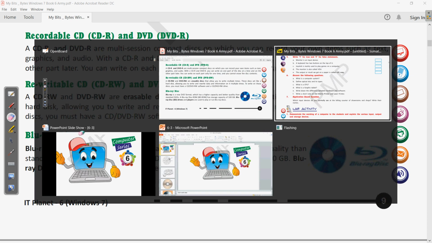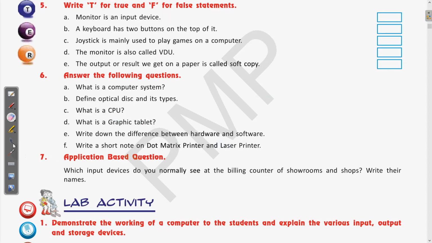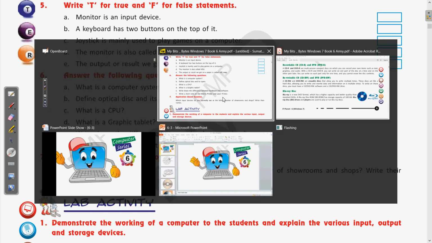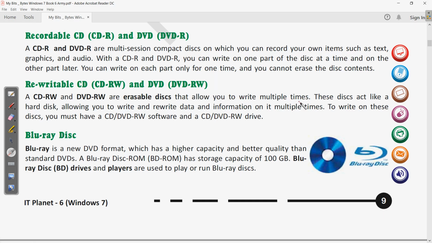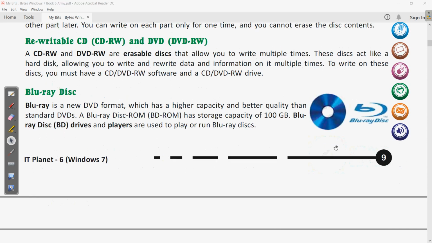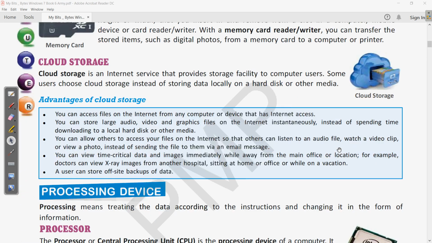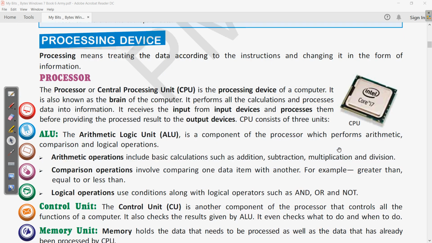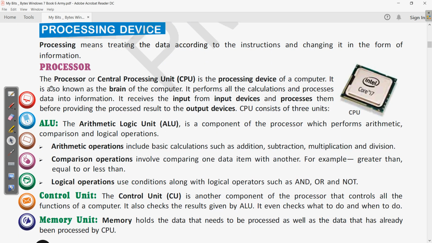Let us see the next question. The next question is, what is CPU? So let us see what is CPU. CPU is on page number 10, just below this page. Let us find out what is CPU. So here it is. As you can see, the CPU, that is the processor or central processing unit.